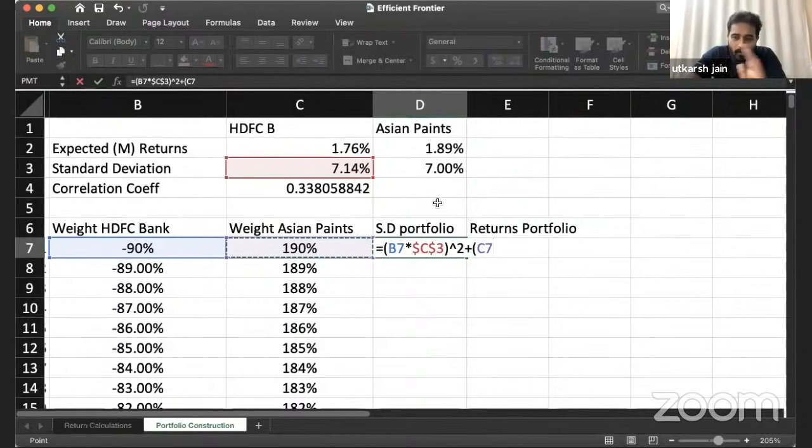So I was asking you that I've selected this, I've selected this 190. What do you think? Do you think I should freeze it, this 190?